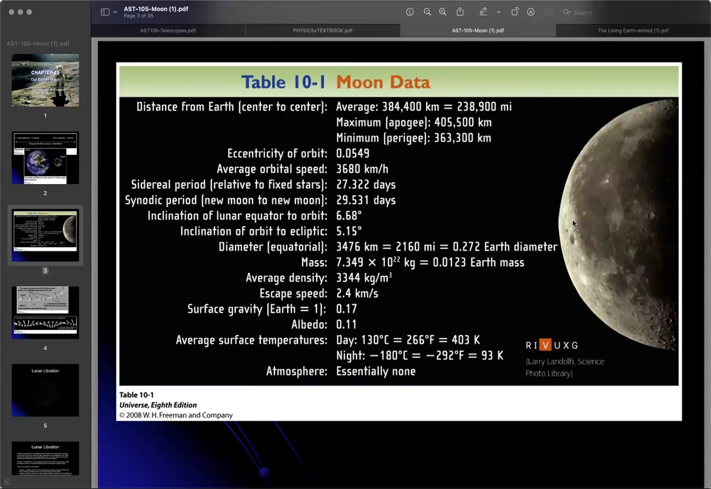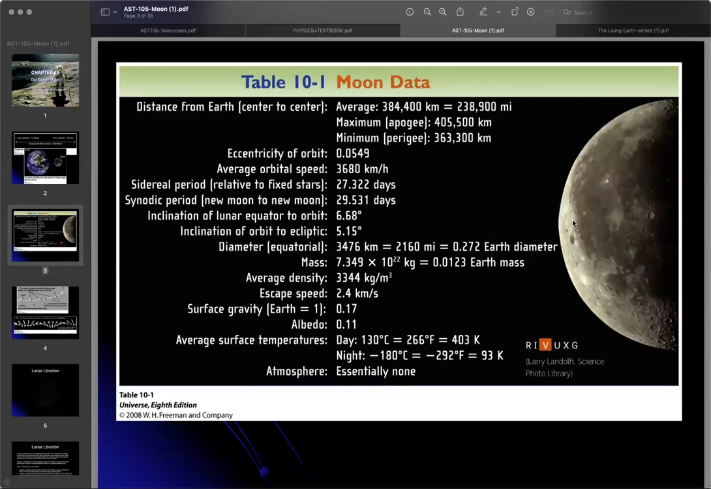The diameter of the moon is a tiny bit more than a quarter of Earth's diameter. The mass of the moon is 1.23% that of Earth's mass. Average density, 3,344 kilograms per cubic meter. Escape speed, 2.4 kilometers per second. Gravity, 0.17, or variously it is also described as 1/6 of Earth's gravity.